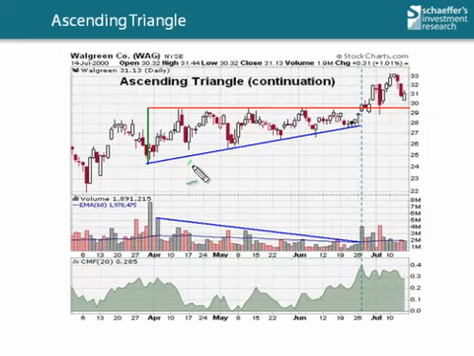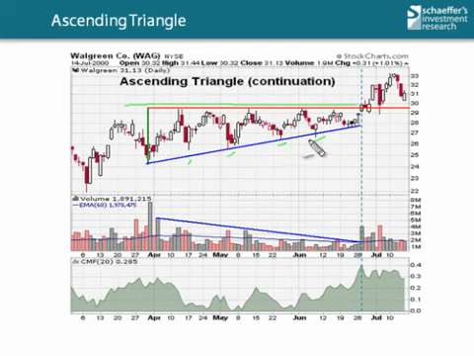Another pattern that I like to look at is an ascending triangle. And what an ascending triangle is, it's a series of higher lows into a resistance level. So you'll see here in the middle of April, you had a low, then you have a higher low in May, a higher low at the end of May, a higher low in June, and then you've got this resistance level that keeps rejecting the stock's price.